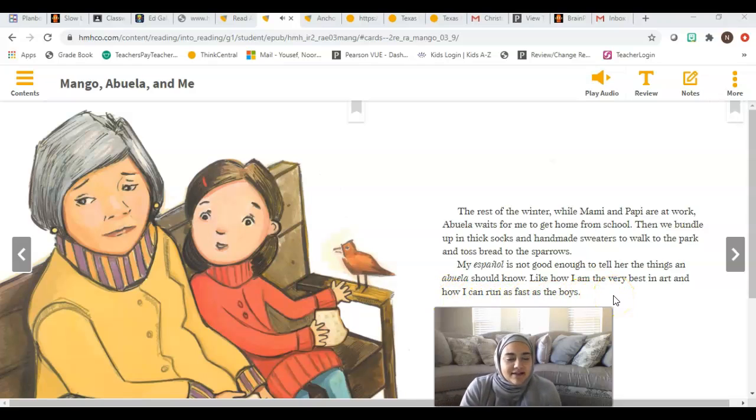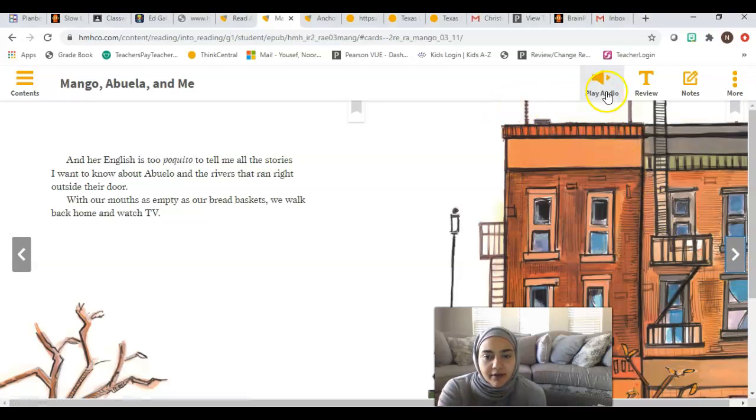So her granddaughter doesn't speak Spanish, and she can't really explain to her everything she wants. She can't tell her a lot of things. And Grandma feels sad. Look at Grandma. She's sad because she can't understand her granddaughter, and she can't talk to her granddaughter either. So they feel like there's a lot of miscommunication between them both.